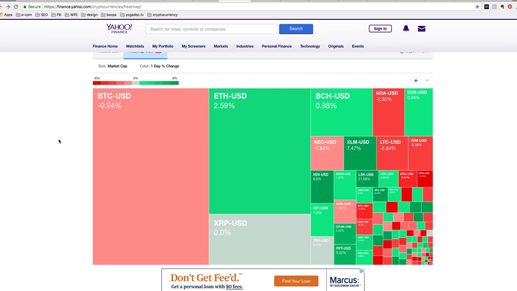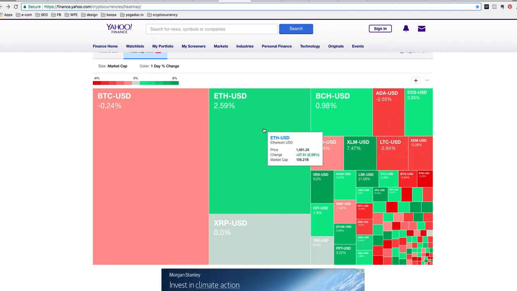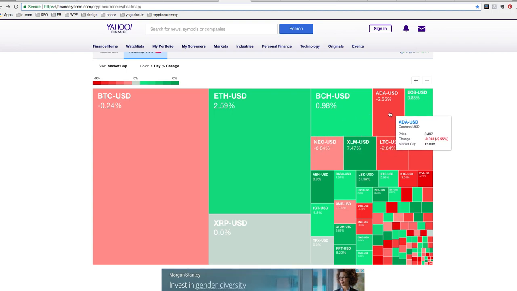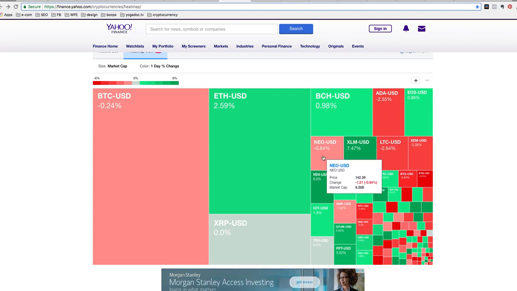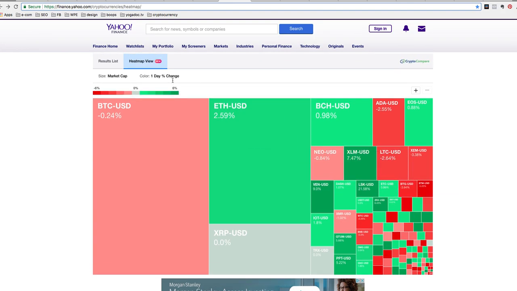heat map. And you can just find that at finance.yahoo.com/cryptocurrencies/heat map. And if you just go to Yahoo, you can search for cryptocurrency heat map and you'll find it. And it's one snapshot of the whole cryptocurrency market. The size of these squares and rectangles represents the market capitalization of each coin, and the color is the 24-hour, one-day performance. And so this says new as far as the heat map view.